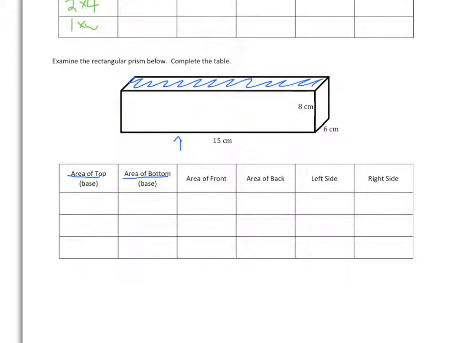So the area of the top, well, I know that because if this is 15 right here, then this is also going to be 15, and if this is 6, then this is also going to be 6. Or I can say that this is showing that the bottom is 15 by 6. So I know that both the top and the bottom, since they're opposite one another, are both going to be 15 times 6, and 15 times 6 is 90.